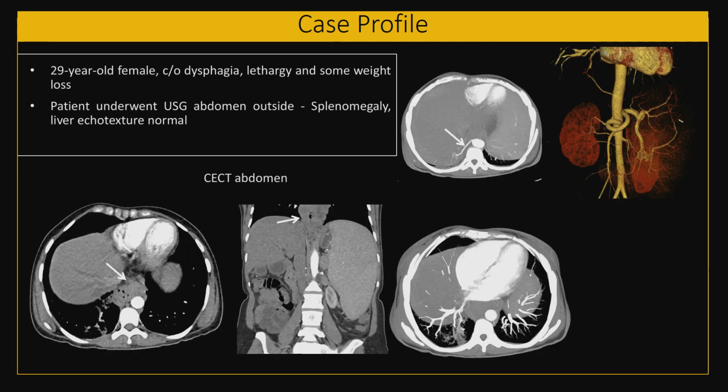In the CECT abdomen that was acquired outside, you can see the mass is not enhancing, which was seen on the non-contrast. The same images, same morphology is seen here. And on the contrast, what do you see?